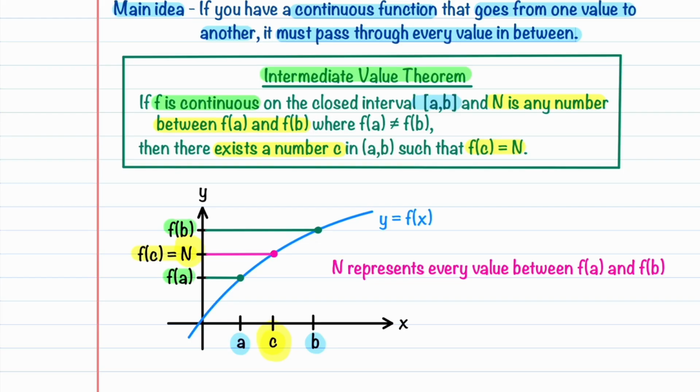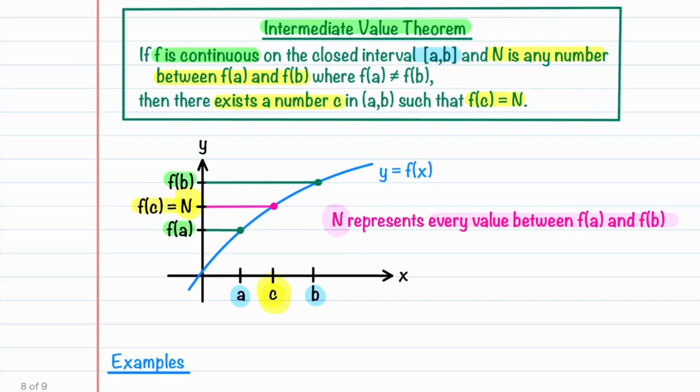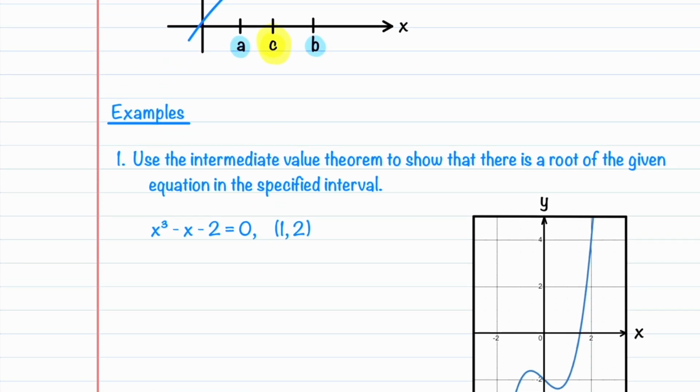Let me tell you exactly what this means. All this means is if all these conditions are met, then we have a number n that's equal to f of c that can take on every value between f of a and f of b. Let's now see how this works in practice and walk through two examples. One really nice application of the intermediate value theorem is when we can use it to show that an equation has a root in a specified interval. And that's what our examples are going to be about.